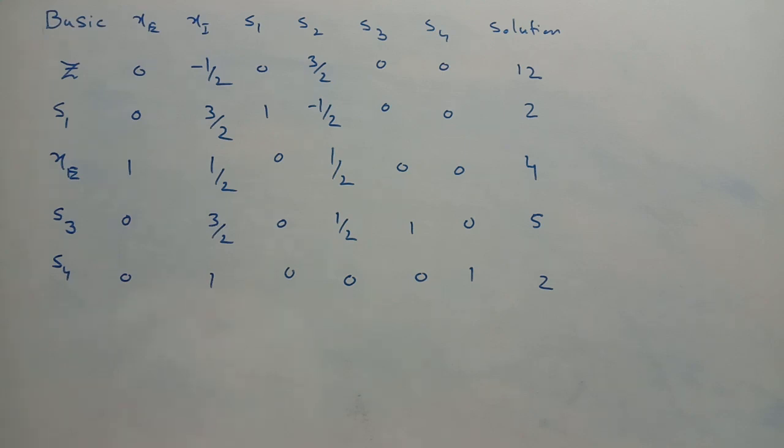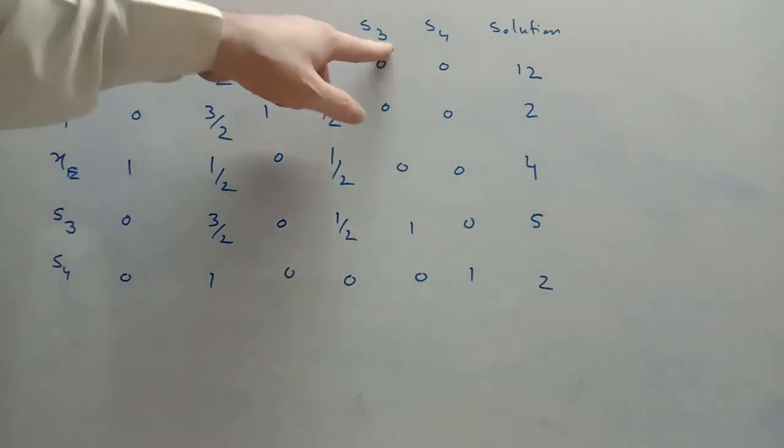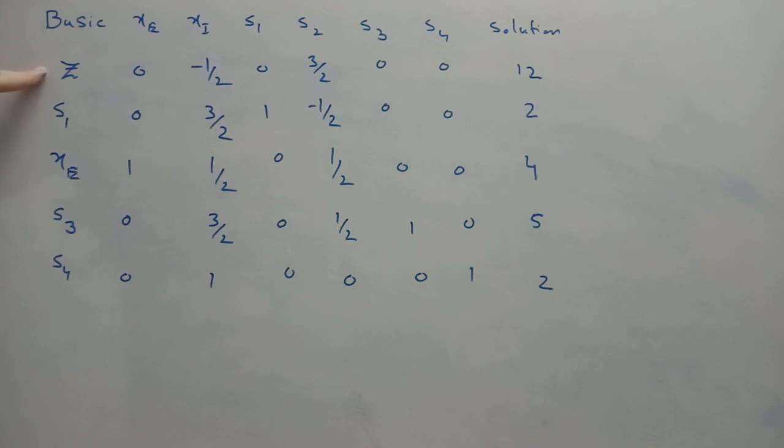Now these new values will go into the new table. Again you have to redevelop the table: same basic variables, all the variable solution, new Z equation. Z is there, so the new values of Z that I found will be part of your new Z equation. Similarly, I have found the new values of S1, S3, S4. Why not S2? Because S2 was the leaving variable, so we will not find the new values of the leaving variable.